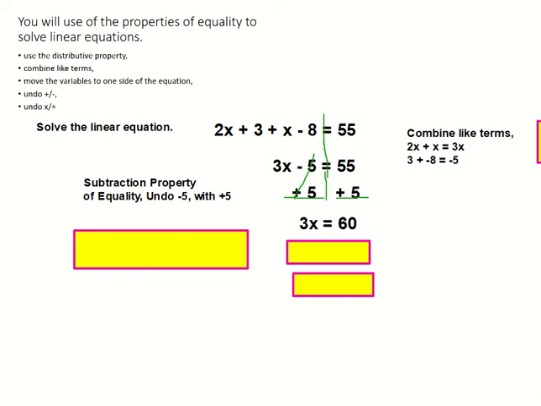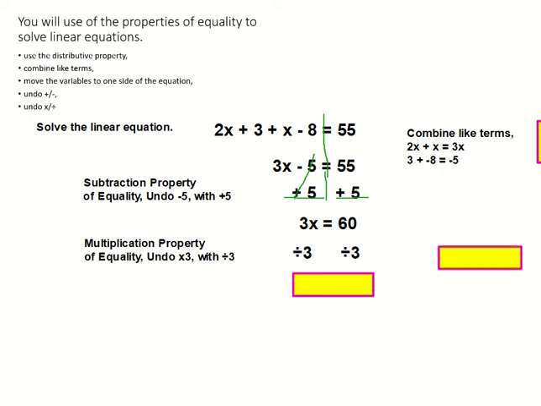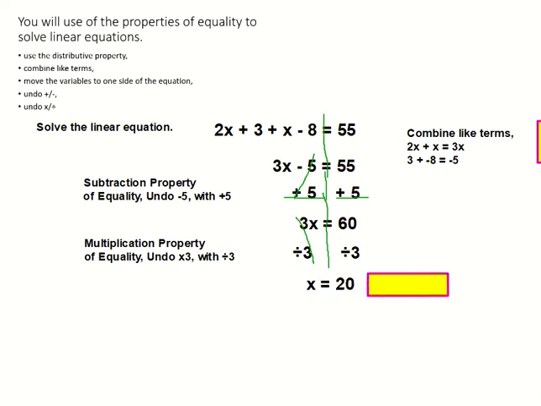From here, I'm going to use my next property of equality. I'm going to use the multiplication property of equality. So the inverse of multiplying by 3 is dividing by 3. So I'm going to divide both sides of my equation by 3. 3 divided by 3 is 1. 1 times x is just x. So on my left I have just 1x, which is x. On my right-hand side, 60 divided by 3 is 20. So my answer is x equals 20.